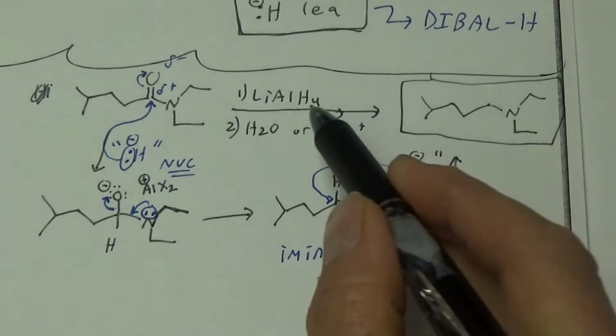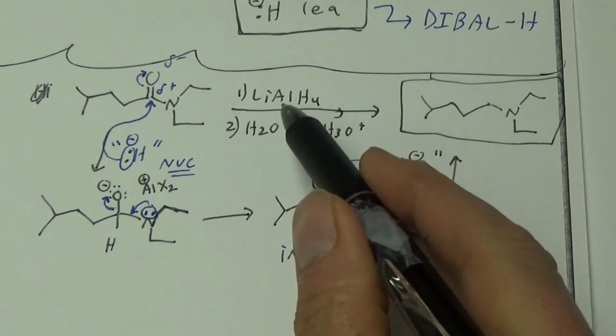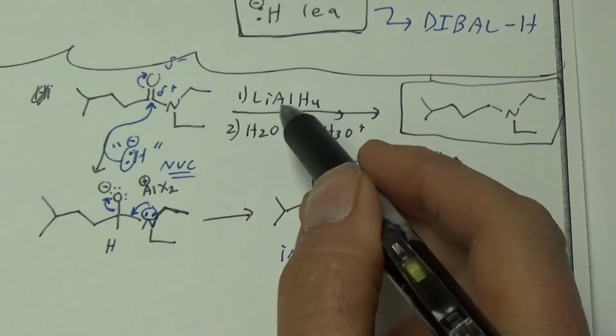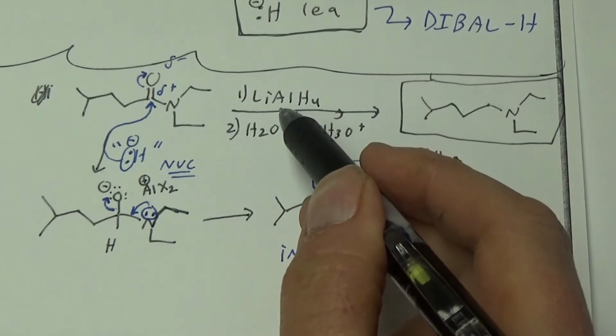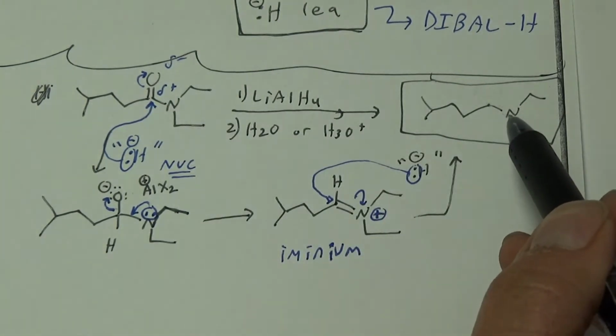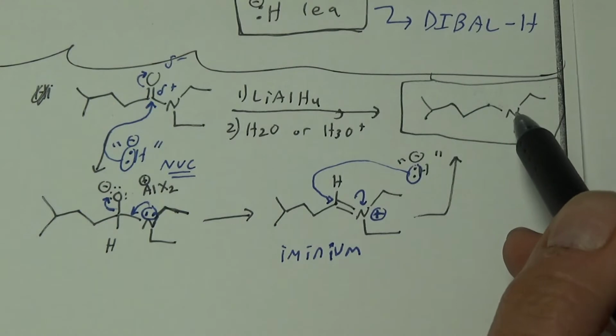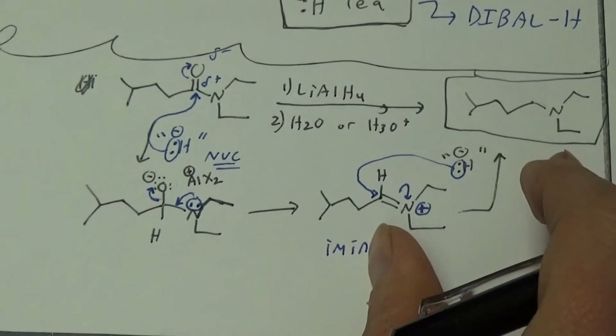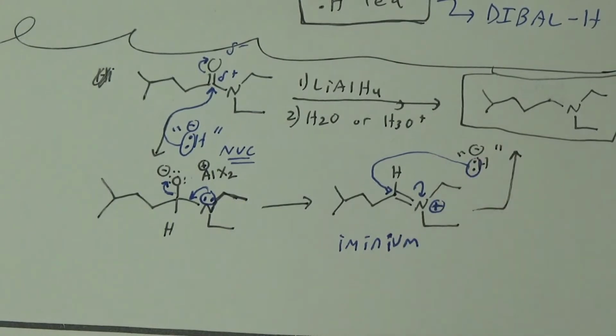Alright, so lithium aluminum hydride does different stuff if it reacts with an ester. It just makes a primary alcohol. But if it reacts with an amide, it makes an amine. It just wipes off the double bond O. That's what lithium aluminum hydride does to an amide. Okay? All right.